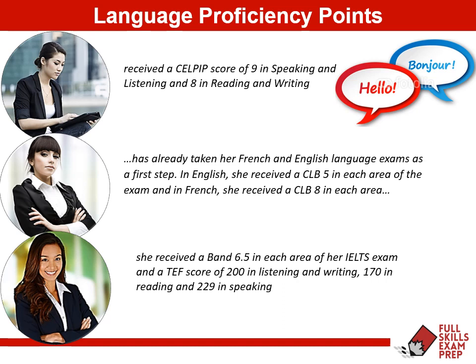All right, and finally with Alexa, you've got a bit more of a complicated situation. So she has a band 6.5 in each area of the IELTS exam. And then with TEF, she received a score of 200 in listening and writing, 170 in reading, and 229 in speaking. So this is interesting because you're going to have to correlate those individual scores to the CLB for 2 languages and see which one is the first language, which one's going to be the second language, and if she meets the minimum requirements in terms of language.